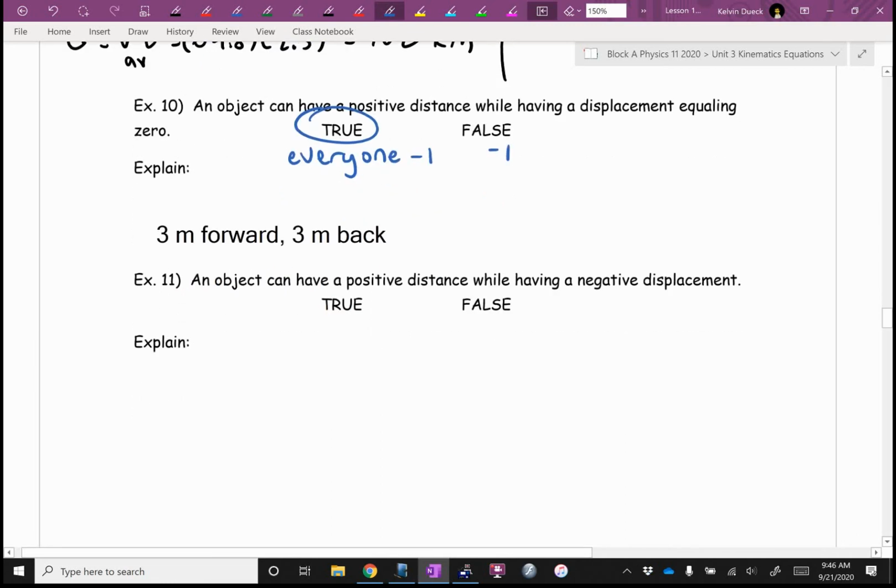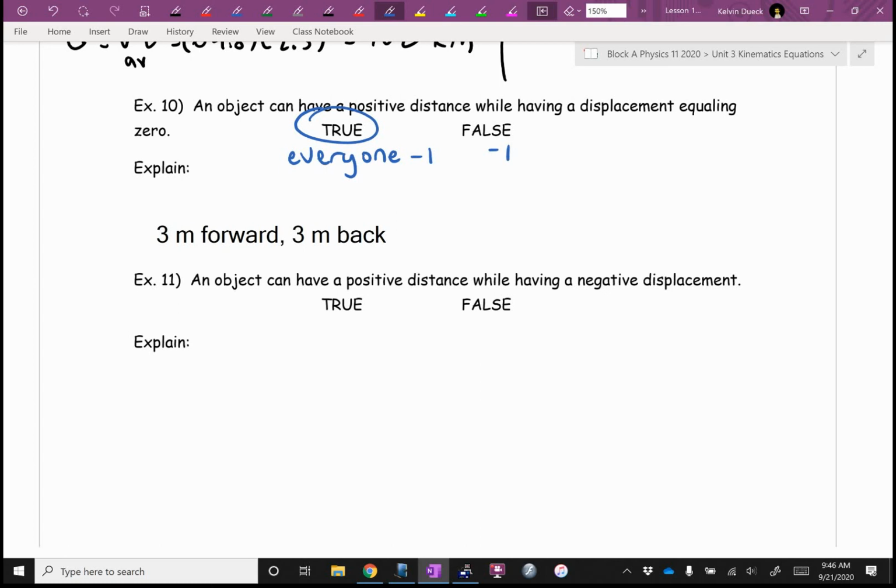Example 11. An object can have a positive distance while having a negative displacement. Once again, we're going to vote. Once again, how high you hold your hand up is how sure you are of the answer. Who says true? 2, 3, 4, 5, 6, 7, 8, 9, 10, 11, 12, 13, 14, 15.